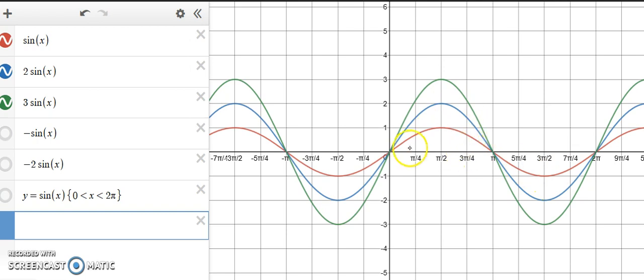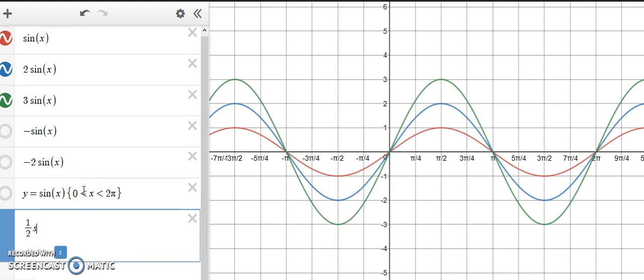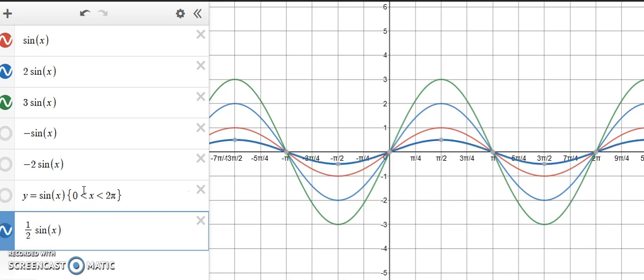So that's what it looks like when we put a number out front. And this number that's out front, this height, positive and negative, is called our amplitude. Let's look at one that's less than 1. Let me change the color on this.